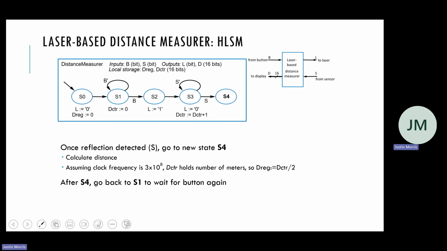Once we're in state S4, we can also just calculate the distance, right? If we assume that our clock frequency is 3 times 10 to the 8, which is just the speed of light, then the number of cycles that we were waiting is just the number of meters that the light traveled. So all we have to do to calculate the distance is divide it by 2 because it went to the object and came back. So our output register just becomes our cycle count divided by 2. And once we have that, we can go back to S1 and wait for the button again. So this is our high-level state machine diagram for this. Any questions on it?